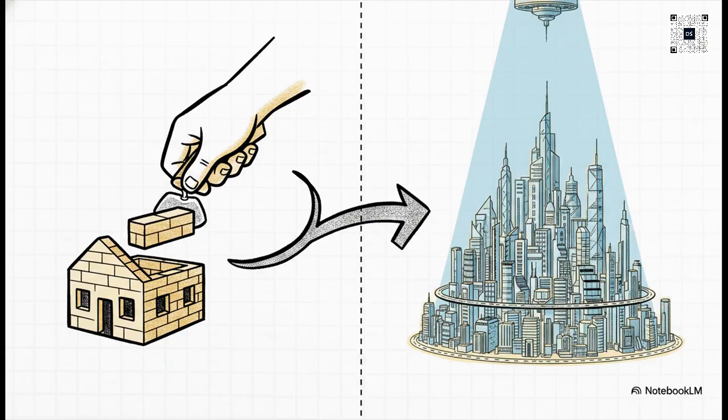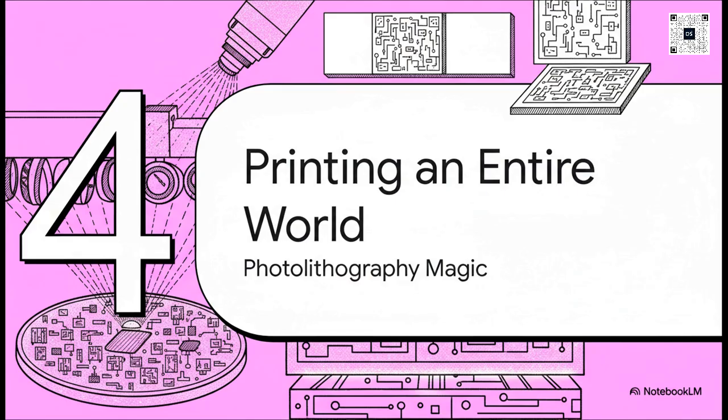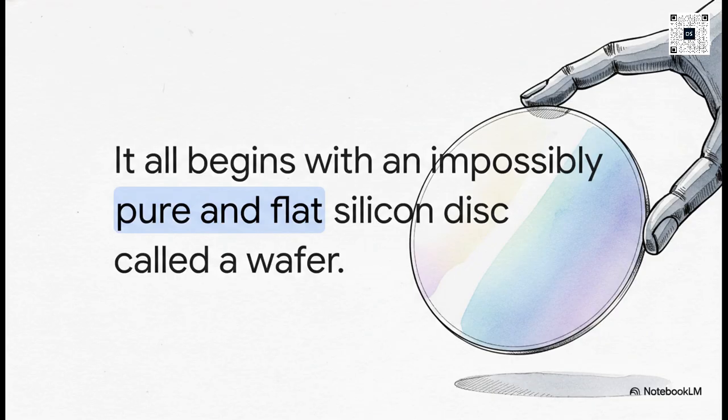Okay, so let's walk through that magic. How do you print a city inside a crystal? What's the actual process? Well, the key thing to remember is that the transistors aren't squeezed in or installed. They're literally grown, layer by layer, directly inside the silicon. And it all starts with the foundation, the silicon itself. It starts with a wafer, a perfectly clean, perfectly flat, flawless slice of crystalline silicon. That's your ground floor.